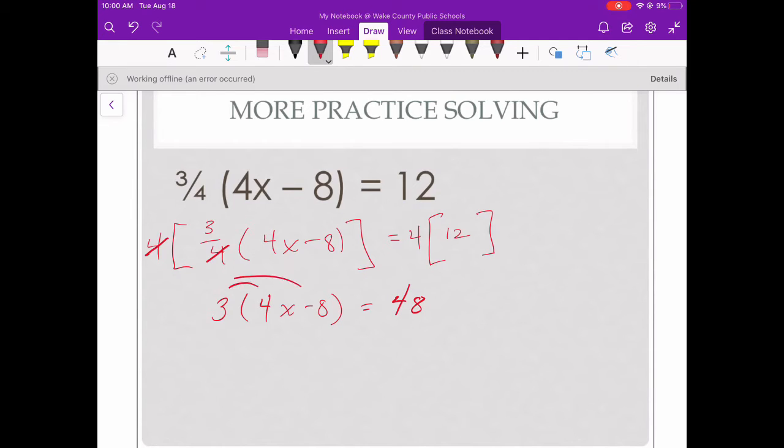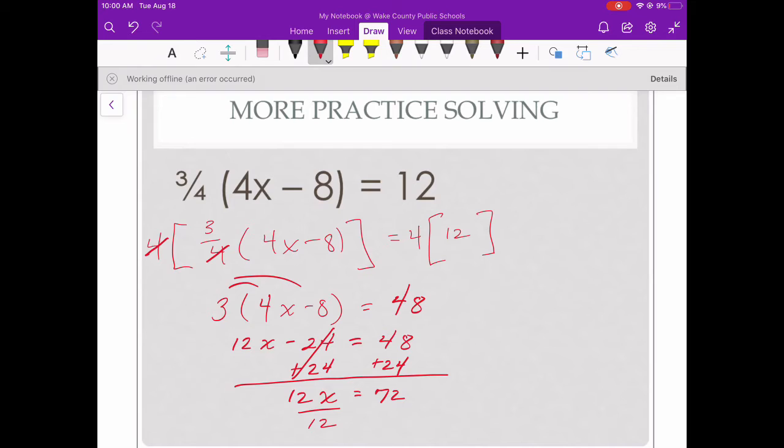Go ahead and distribute that 3, and let's get started on our solving. 12x minus 24, because I do multiply, equals 48. Now I want to keep the x's with the x's and the constants with the constants. So inverse operation, add 24. 12x, because those cancel, is equal to 72.